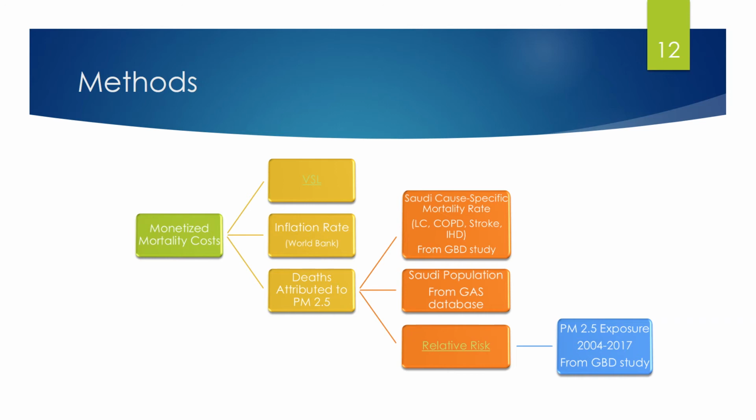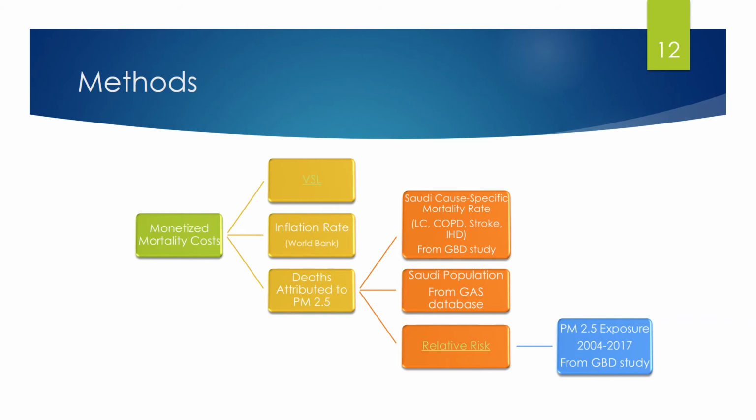Beyond that, there is an exponential function which is shared in the study itself, and it has about 1,000 inputs for each cause-specific mortality rate. So when all of these are combined, one could assess how many deaths are attributed to PM2.5 in Saudi Arabia.